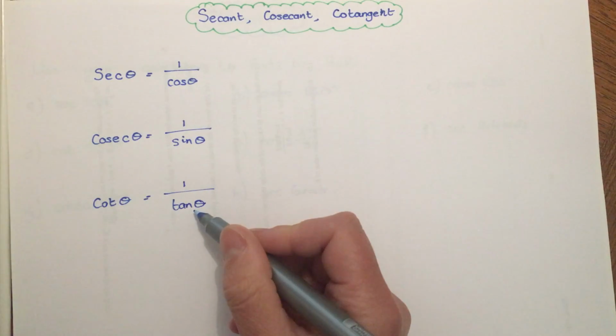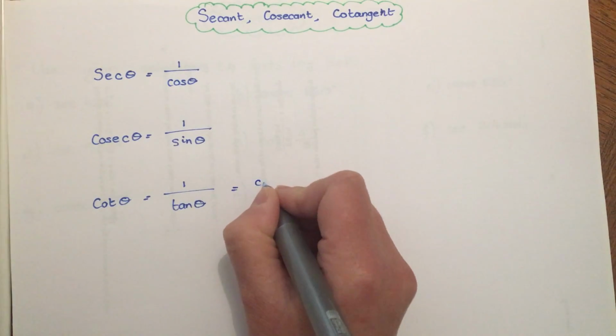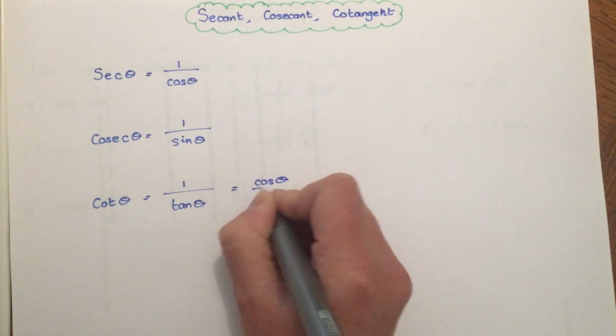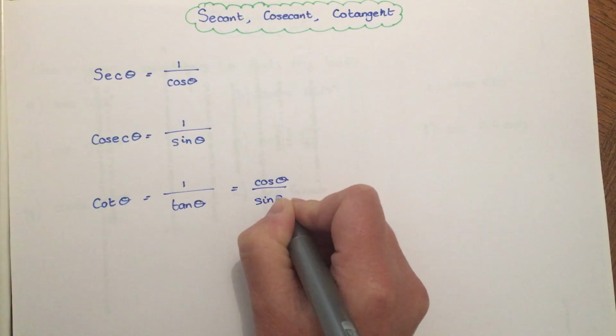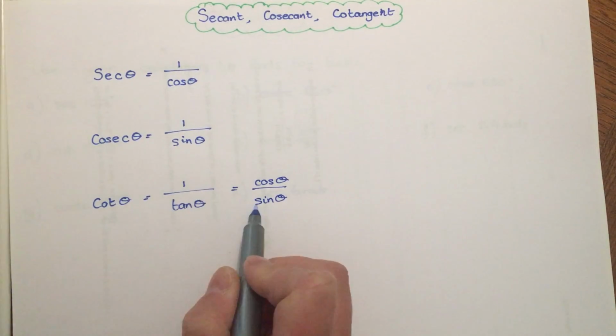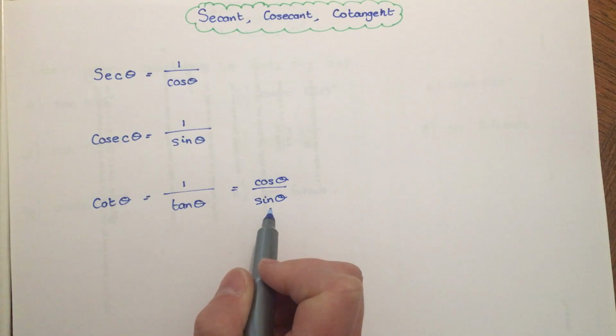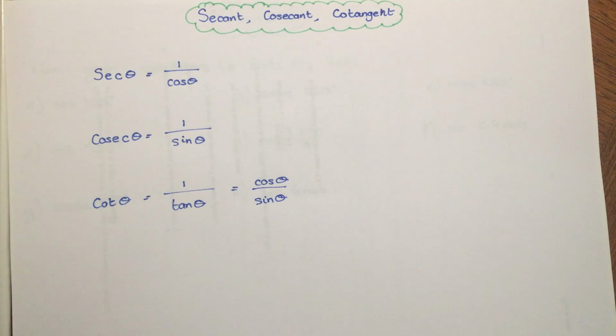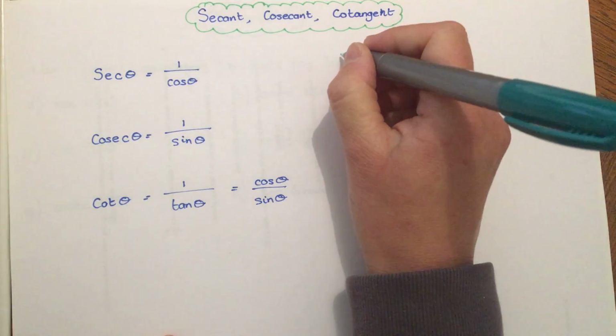Remembering that tan is sine over cos, and the reciprocal of sine over cos is cos over sine. So for cot, you can use whichever one of these is most appropriate for the question. So that's what they are. There really isn't a great deal to it. Once we've got to that point, we can combine them with the things we already know about sine, cos and tan to answer some different questions.